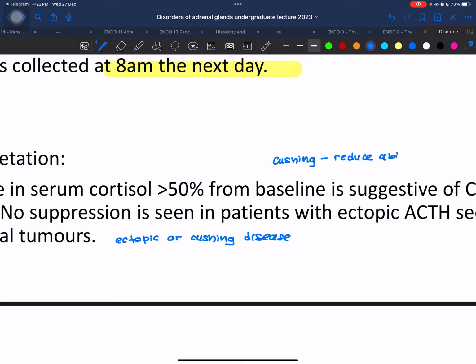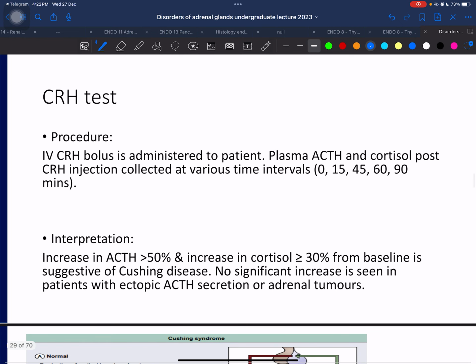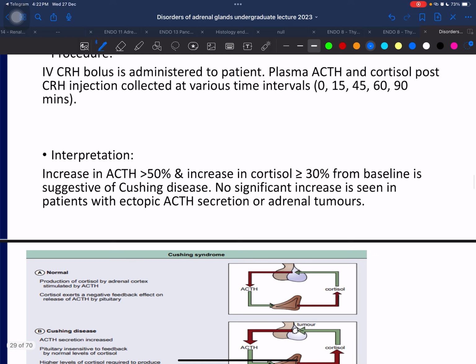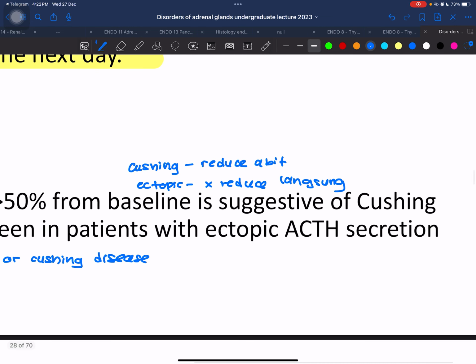Okay? So this is just a diagram to show as well. I mentioned earlier that Cushing's disease has some form of responsiveness to high doses of glucocorticoids. Okay? So it can be detected sometimes when you do the LDDST or HDDST, unlike your ectopic. Okay?